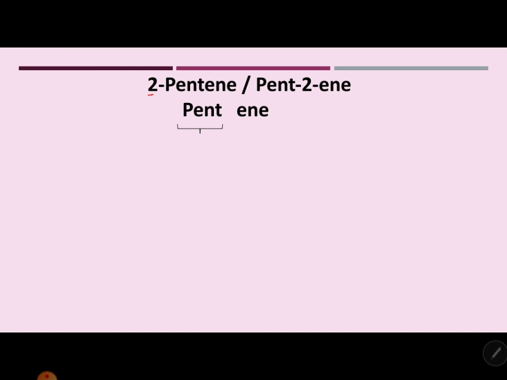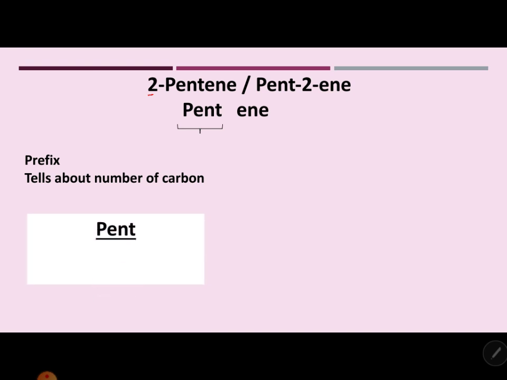First part or prefix. It tells us about the number of carbon atoms. Prefix of this example is pent, which stands for 5. It means there are 5 carbon atoms in the given example.